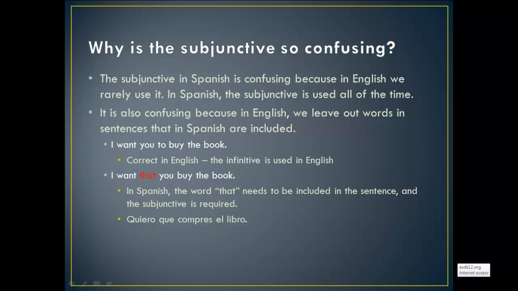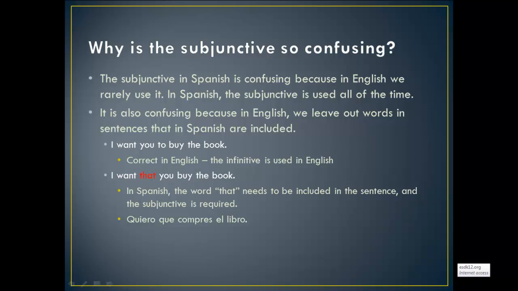In Spanish, I'm going to say, I want that you buy the book. All right, that has to be included in the sentence. So I'm saying, quiero que compres el libro. I want that you buy the book. Again, I want it to happen. I don't know if it's going to happen, so there's your doubt. And I am the subject in the first clause, and you are the subject in the second clause. So that meets all of our criteria for the subjunctive.